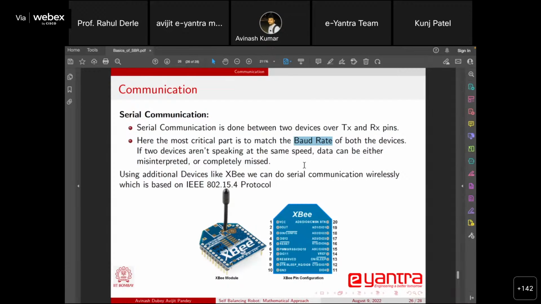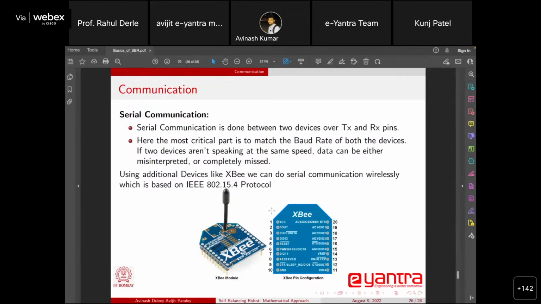Serial communication is basically wired, but since we want our robot to be wireless, we can convert that wired system into a wireless system by using a tool called a Zigbee module. Most of you might be familiar with this.